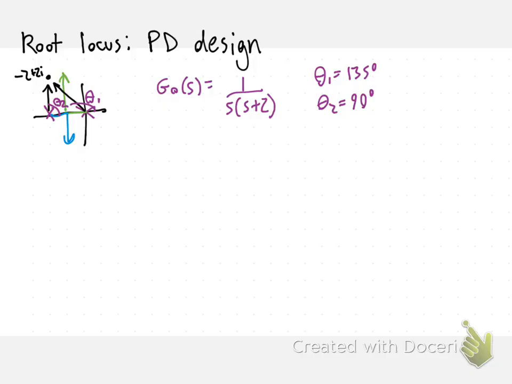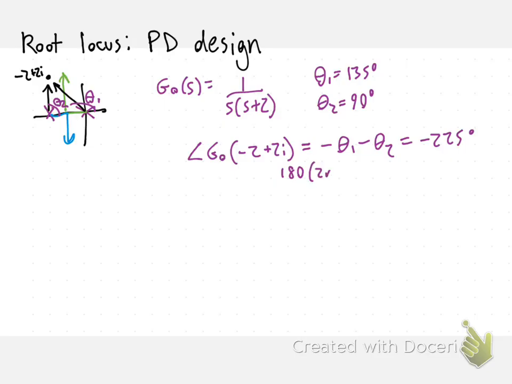If the system is on the root locus, the angle of G_O(s), and in this case s would be equal to -2 plus 2i, is equal to negative theta 1 minus theta 2. So negative 90, negative 135 gives us negative 225, which means that the position is not on the root locus, because if we set 180(2n plus 1) equal to negative 225, we get that n is equal to negative 1.125. That is not an integer. Since it's not an integer, it will not work. That point is not on the root locus.